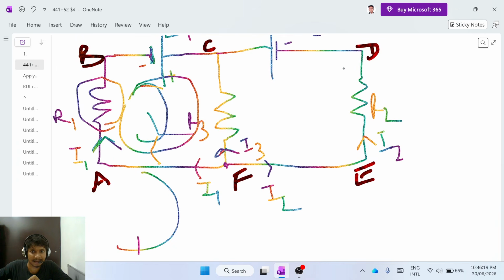A B C D E F A. The big circuit A B C D E F. Already we discussed A B C F A. Now we are going to apply the KVL to the A B C D E F A, the big circuit.